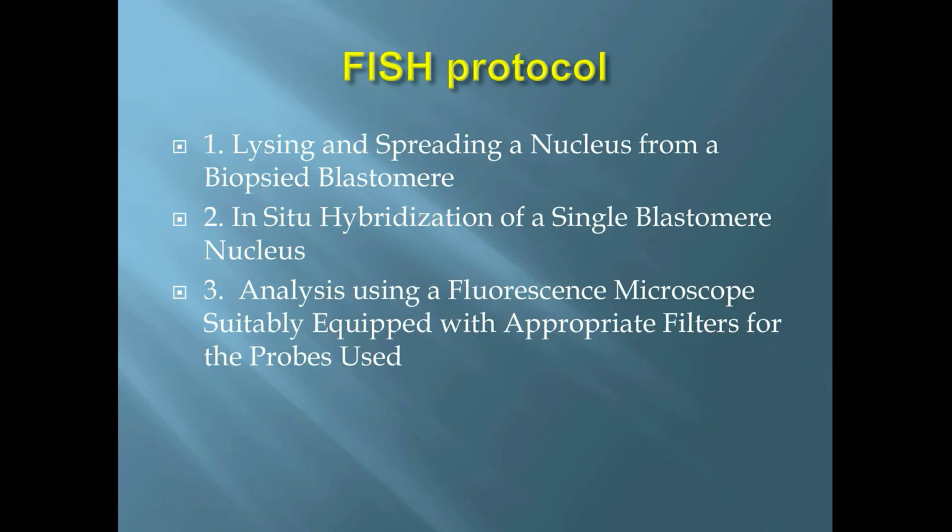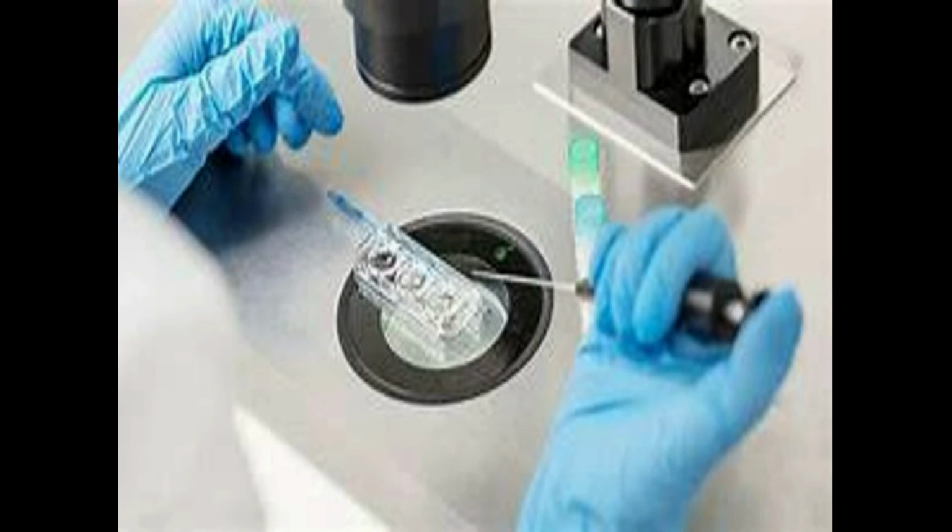The protocol of FISH technique involves important steps: the lysing and spreading of a nucleus from a biopsied blastomere, then application of in situ hybridization of a single blastomere nucleus, then the analysis using a fluorescence microscope, suitably equipped with appropriate filters for the probes which are used. And you can see here that the biopsies are being put on the slides.